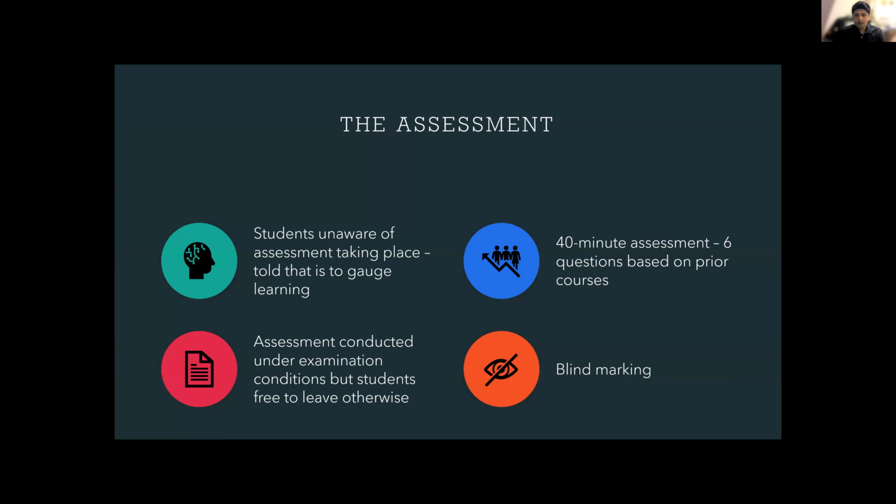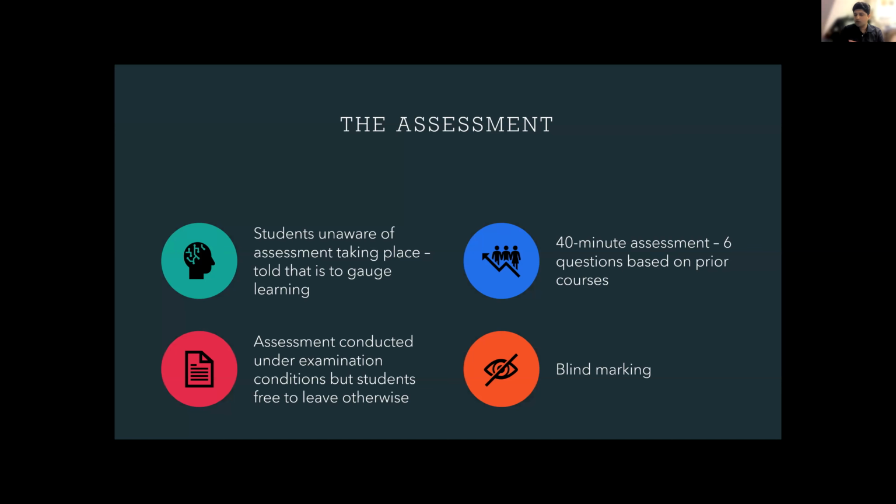A bit of this I've already mentioned. The assessment was presented like an unannounced quiz. Students were not prepared for it. Students did not know about it. The assessment had 6 questions. It was 40 minutes long, and the questions were mostly relatively basic.